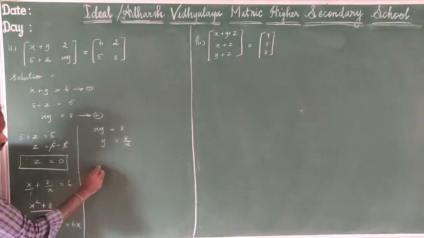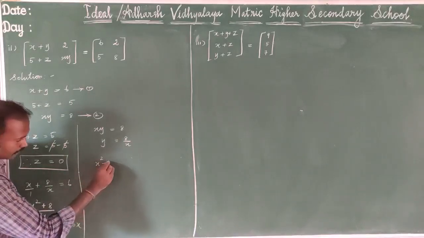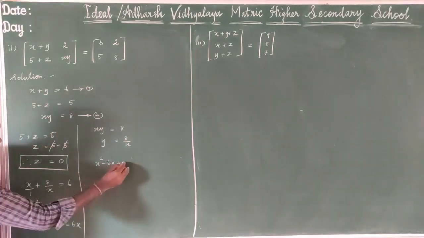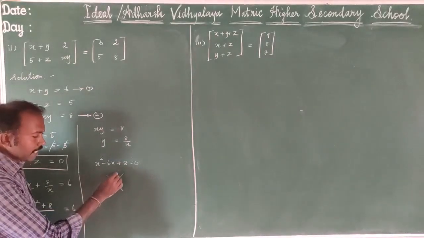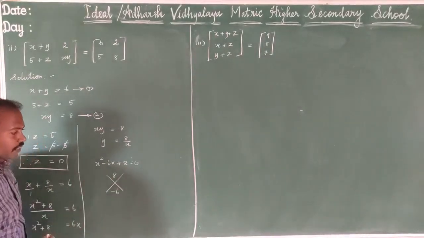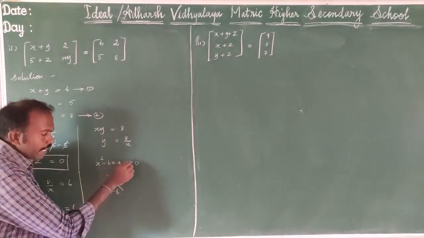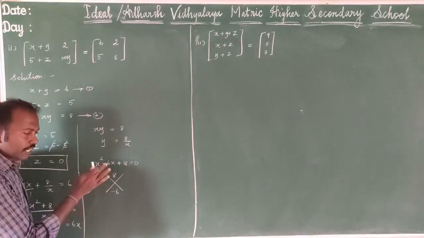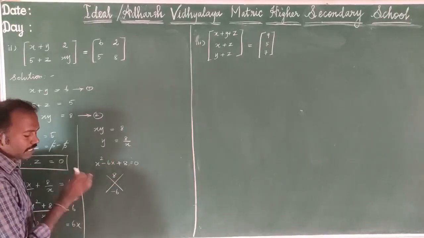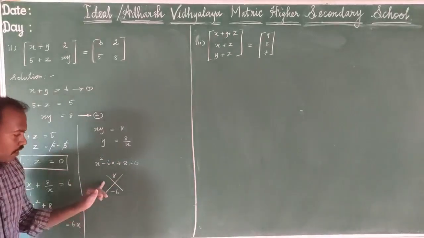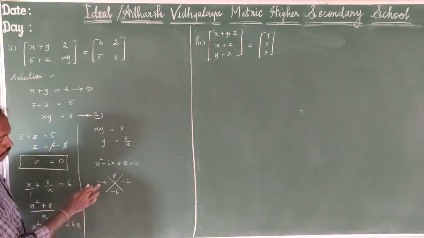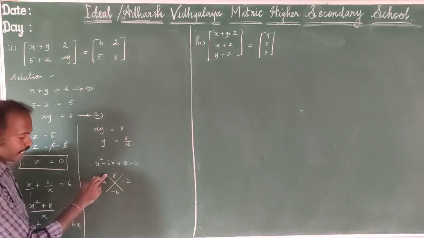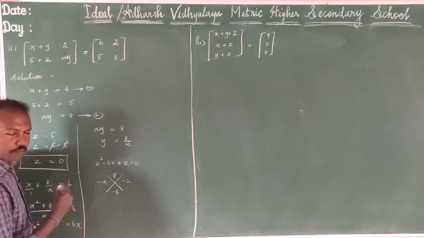Then x square minus 6x plus 8 is equal to 0. Factorize: the product of two factors is 8 and the sum is minus 6. That is, when the two factors are multiplied, we should get the value 8, and when the same factors are added, we should get minus 6. Find out the factors. 4 twos are 8, that is possible. Minus 4 minus 2: minus into minus is plus, 4 twos are 8. Then minus 4 plus minus 2 we get minus 6.